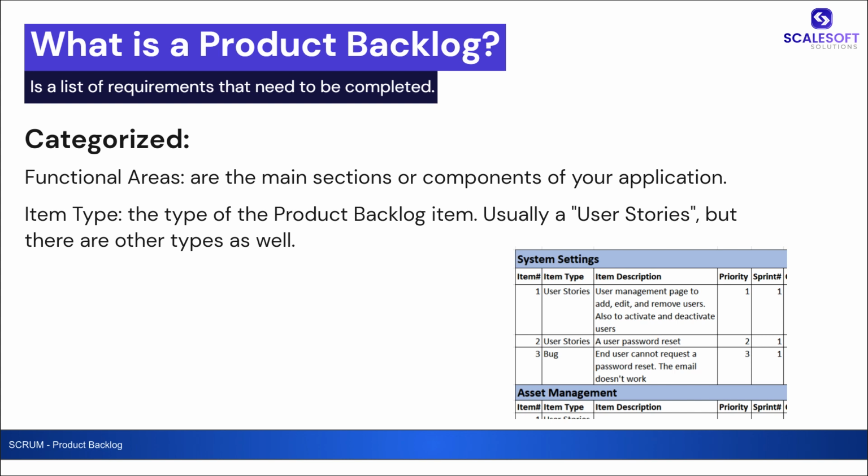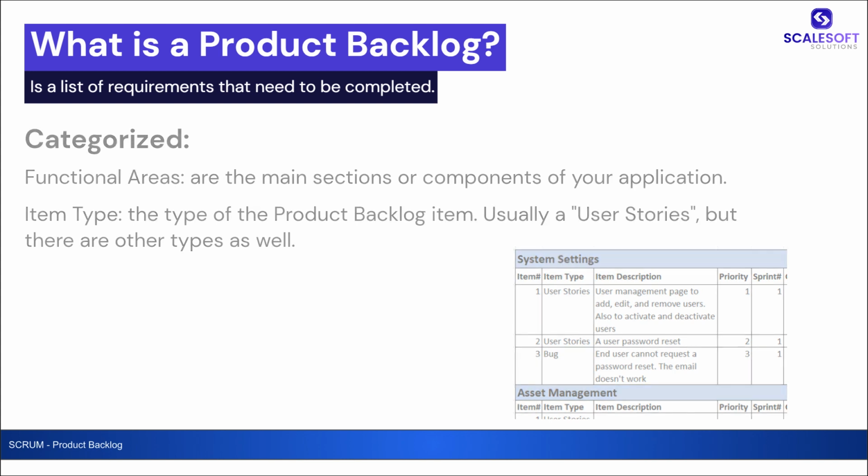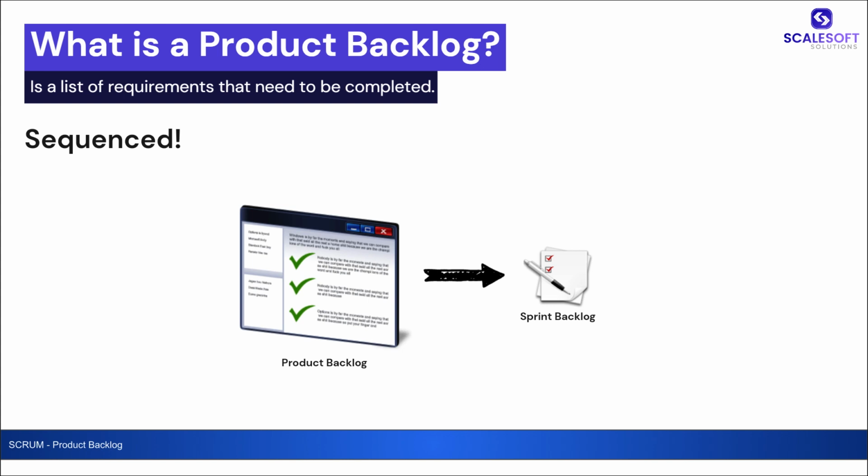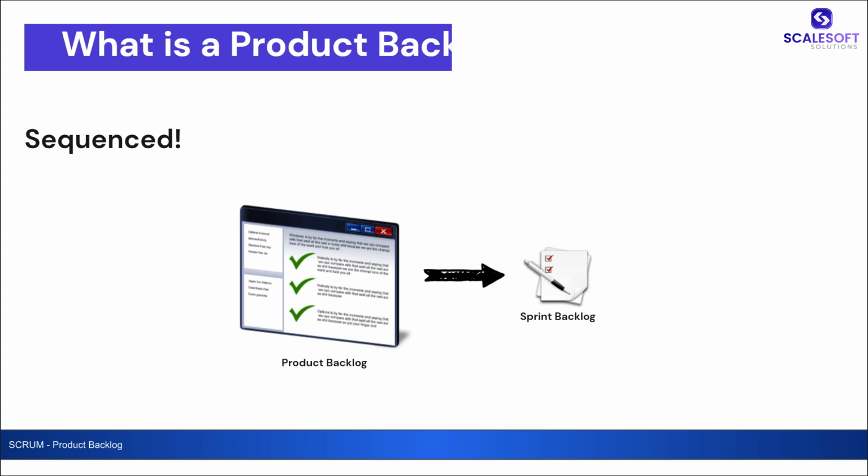Okay, so now that we finished defining the categories, or what it means by having a categorized list, the next question is, what about sequenced? In every sprint, specifically in sprint planning, you will take some items out of the product backlog. Those items must be completed by the end of the sprint. So it is important that all of the items in the product backlog are sequenced properly. The sequence represents the list order as well as the item's priority. This is needed to ensure that you are in the right order of developing your requirements.